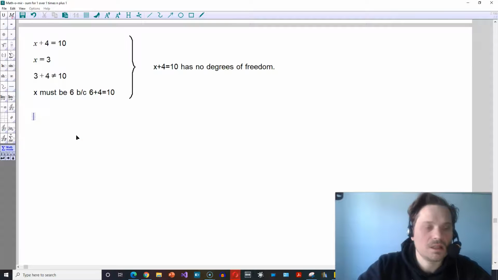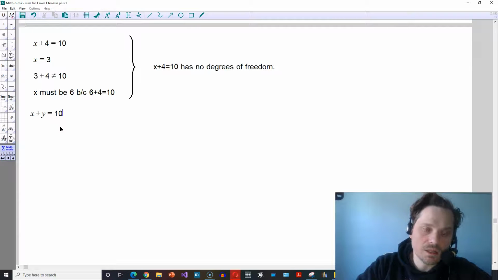Let's think about this. So imagine I gave you now x plus y is equal to 10. This is a little bit different. You see on the left side you have two variables, one is x and one is y. Now let's look at the next example. So x plus y is equal to 10. I just made that up, but look at the left hand side. There's x as a variable, there's y as a variable. What I can do that's different compared to the previous example is this.